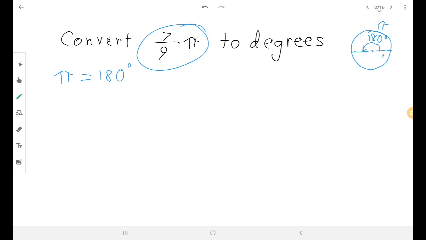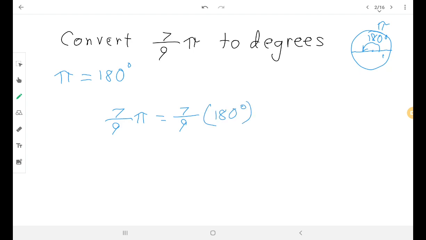Now, in a problem like this, where I have pi right in the problem, the most straightforward way to do this is to say that this pi right here is 180 degrees. So instead of writing pi, I can just write 180 degrees. So 7/9 pi equals 7/9 times 180 degrees. And all I have to do is simplify that.